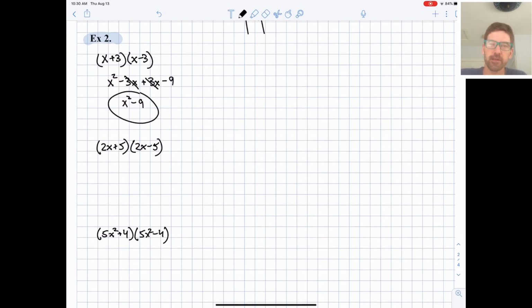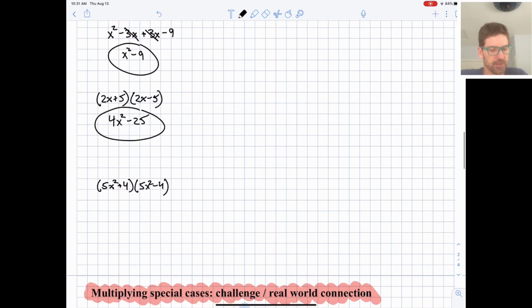Okay, so for all of these, what I think you're seeing is the outers and the inners from the FOIL process cancel out. So I'm going to skip those for now. Okay, so the firsts turn into 4x squared, and the last turns into minus 25, and we're done. Okay, so we're trying to just develop a little bit of a shortcut here. The firsts turn into 25x to the 4th, and the lasts turn into 16. So we're skipping the outers and the inners, and we're done.